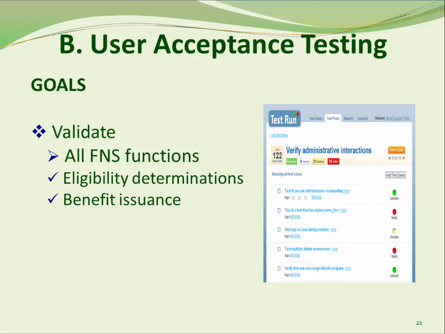UAT will help validate that the system meets all F&S required functional requirements. Most notably, does the system make proper eligibility decisions and issue benefits correctly? Also, UAT will help assure that any additional functions as specified in your design document are operating as planned.